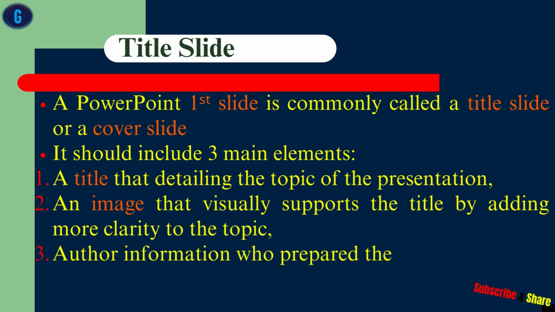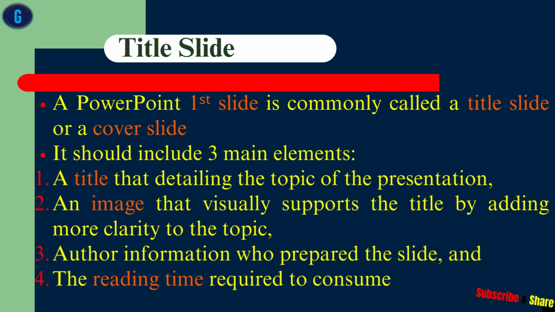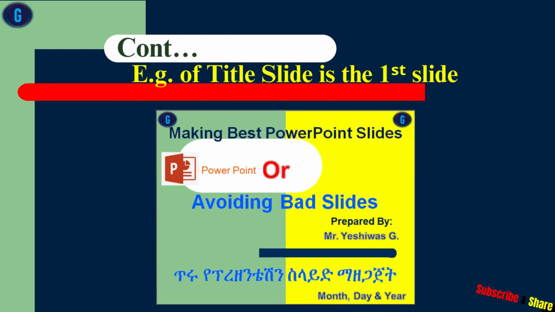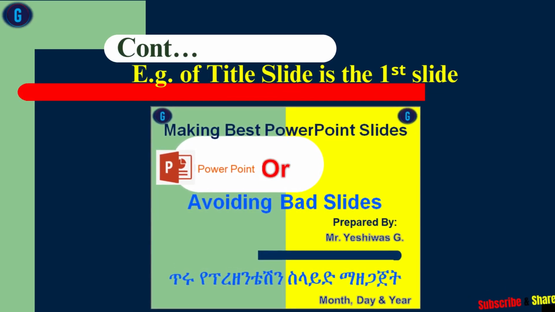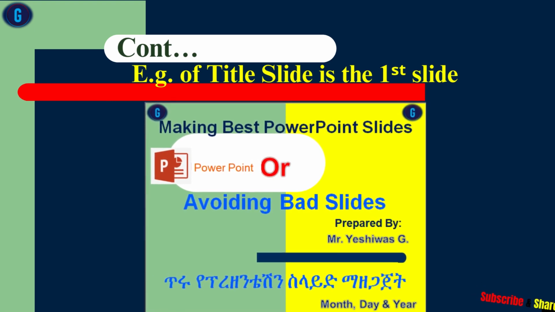Third, author information, who prepared the slide. And fourth, the reading time required to consume the presentation. An example of a title slide is the first slide of this presentation. You can see it at this moment.